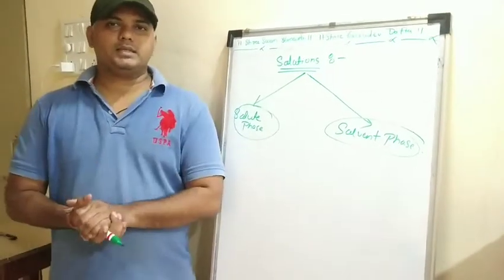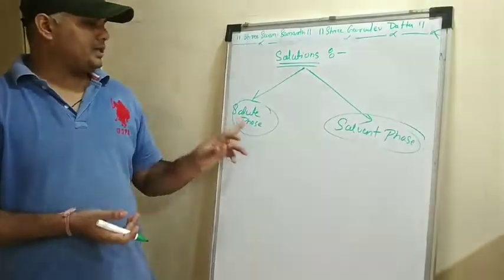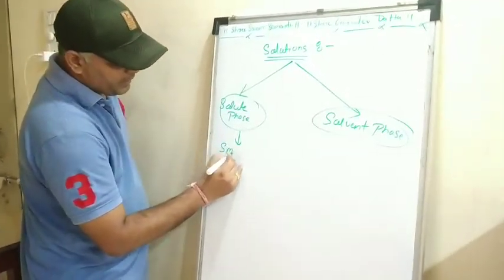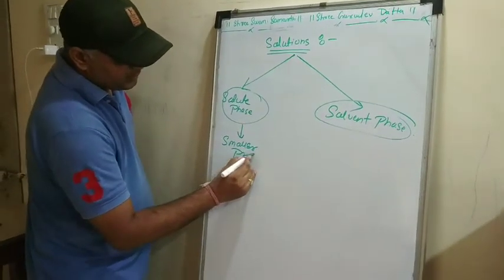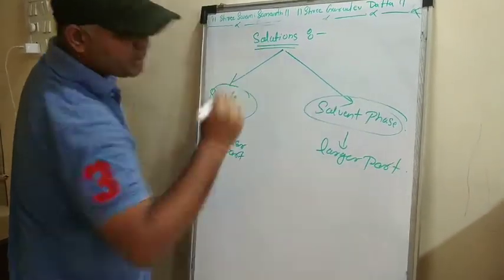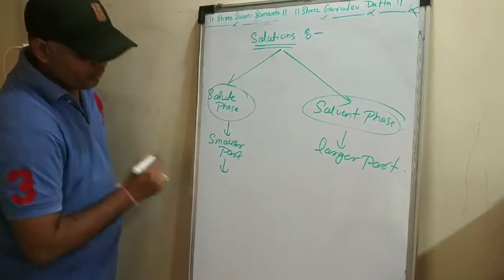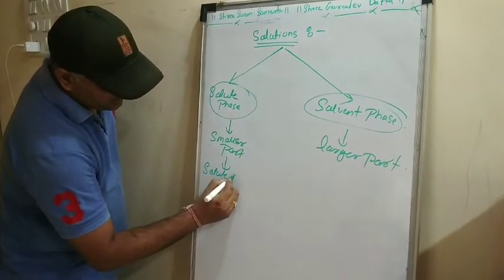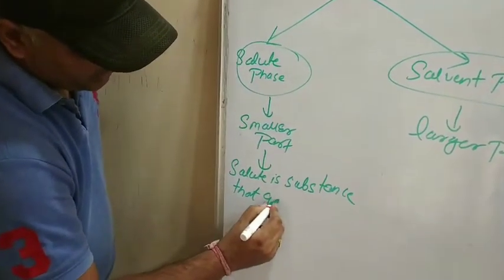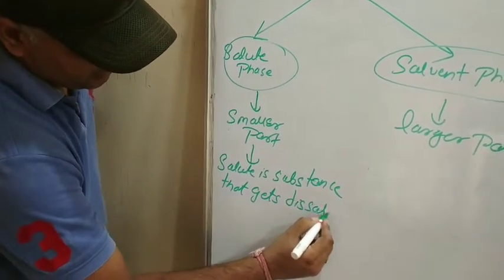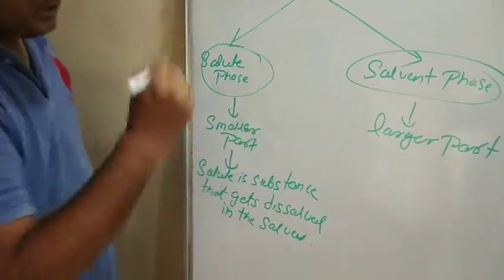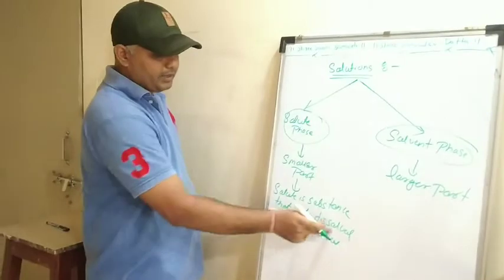Since your childhood days, since your 8th, 9th standard, you have learned what is the solute and what is the solvent, right? So what is the solute? Solute is always present in a smaller part. Solvent is always present in a larger part or a larger quantity. Now, what is exactly a solute? A solute is a substance that gets dissolved in the solvent, right? So this is what is called the solute.